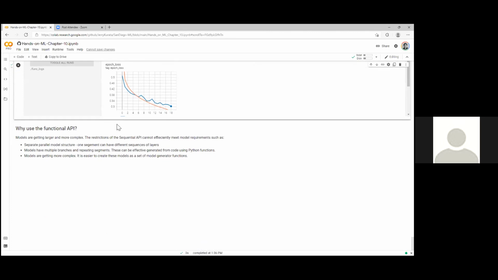Okay. So I wrote some other things here in the notes. Separate parallel model structures. We talked about that. Multiple branches repeating segments. This is common when you get to more advanced stuff, and the models are getting more and more complex. A lot of times these days, if you've used a lot of the tools, they have an AutoML capability where they're actually generating your model for you based on your data inputs. And the functional API is real good for wiring those up. All right, so that's the end of that.